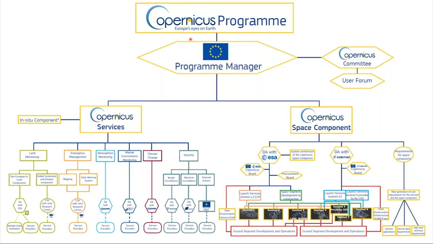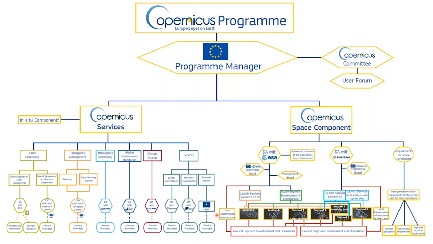Copernicus is the program that is being financed by the European Union or its member states, and is currently the most sophisticated Earth observation system, or system of systems. It is composed of a space component with a series of Sentinel satellites, from Sentinel-1 to Sentinel-6, and it is composed of Copernicus services. In addition to that, we have in situ components. The Copernicus services, which are maybe not as well known as the Copernicus satellites, are land monitoring, emergency management, atmospheric monitoring, marine environment monitoring, climate change, and security. There are many different organizations who are providing these services to the end users.